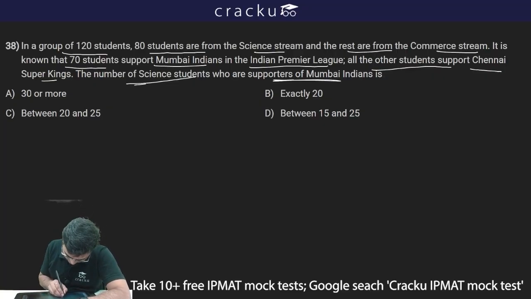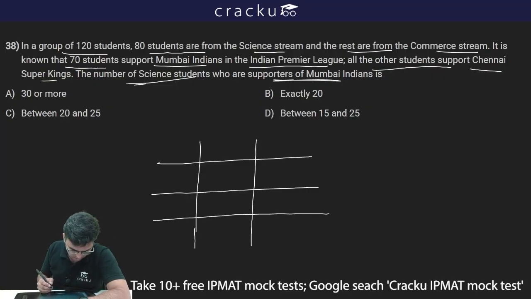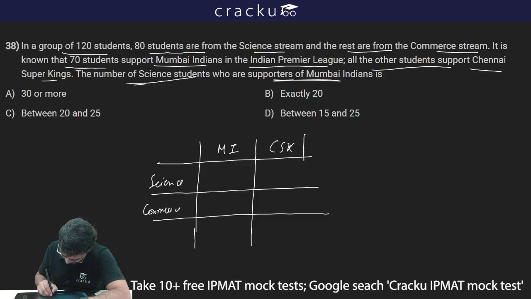So let's say I'll draw the table like this. We have Mumbai Indians, so this is MI and this is CSK, and we have science and commerce, and this is the total column, so this is total and total.